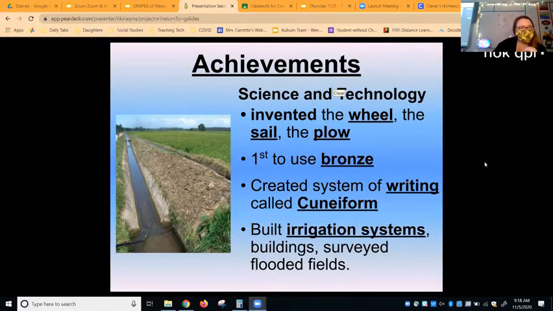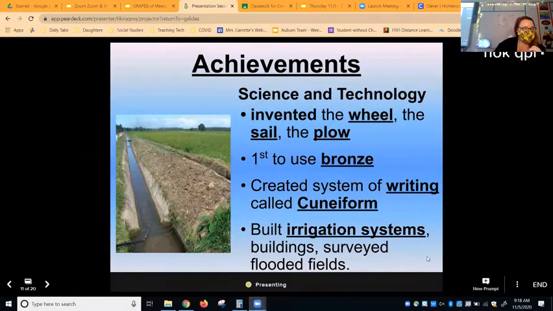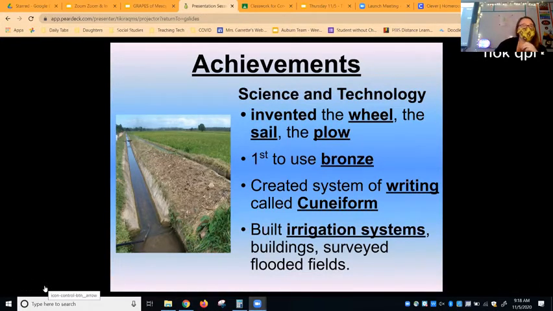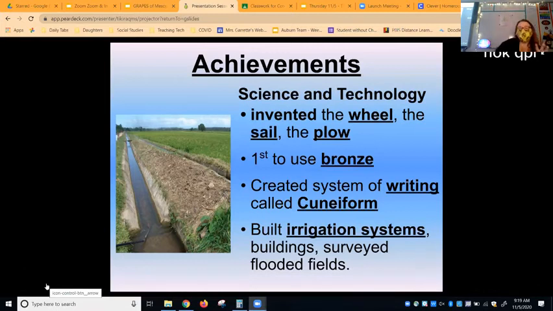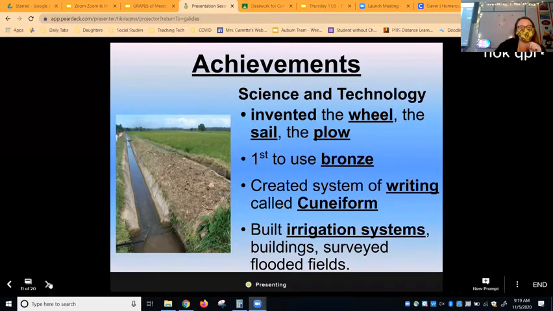Michael, yes, is the answer to your question. All right, do I have any questions about this achievement slide? Wait, so they did the sail? Logan, do you still need to write down everything on this slide? No? Okay. Okay, all right. And for anybody that misses anything while we're talking, this will be posted on Google Classroom, so you can always go back and fill in things.